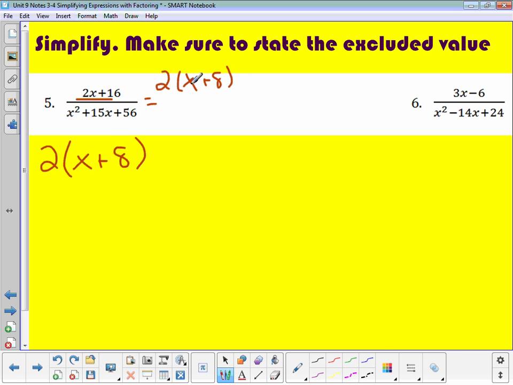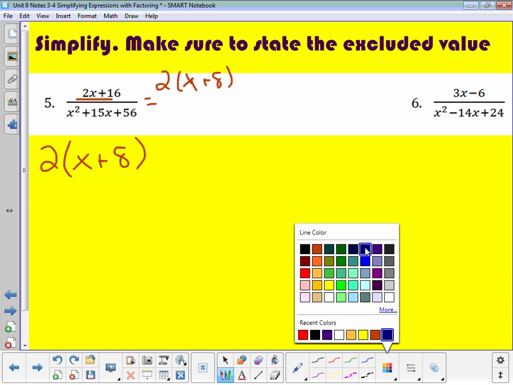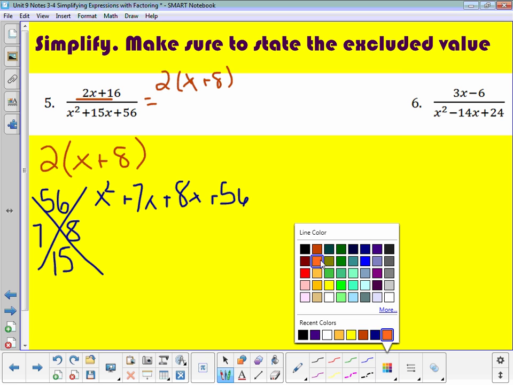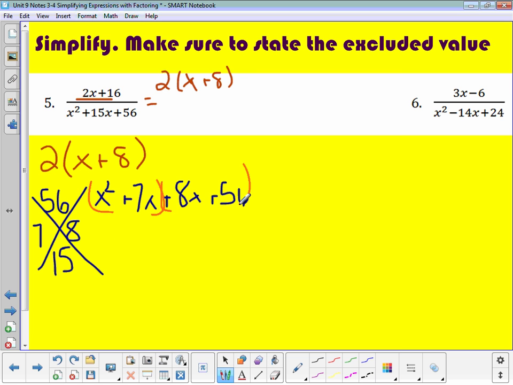Now I need to go back to the steps we were doing in the first couple, and I want to factor the bottom, so multiplying to 56 and adding to 15, which is 7 and 8. Then I get x squared plus 7x plus 8x plus 56. And now I want to factor by grouping. Just going to do that here quickly.